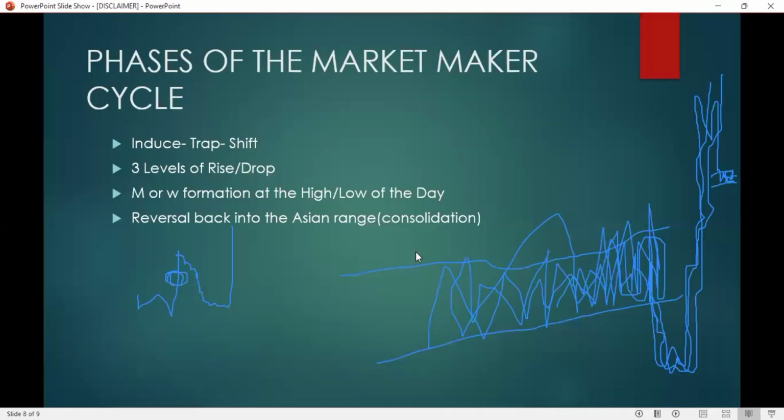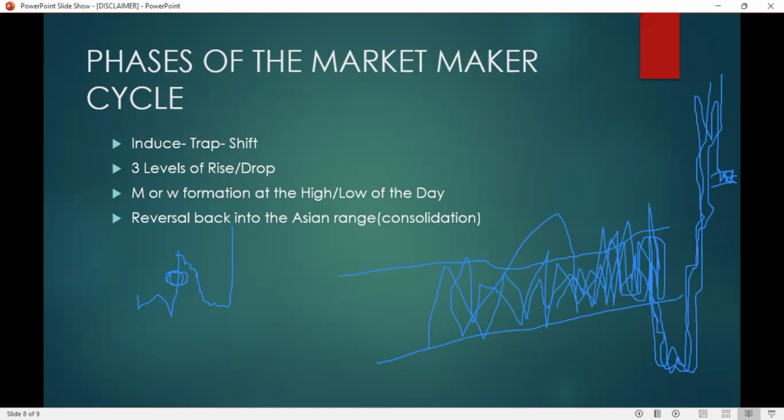So the phases of the market maker cycle: we have induce, trap, and shift. That's just the phases of the market maker cycle. We induce, we trap, we shift. Then we have the 3 levels of rise and drop. I'm going to come into that very soon. Now we have the M or W formation at the high or low of the day, and reversal back into the Asian range consolidation.